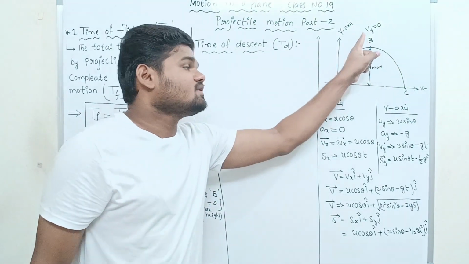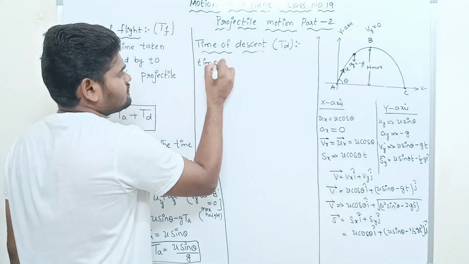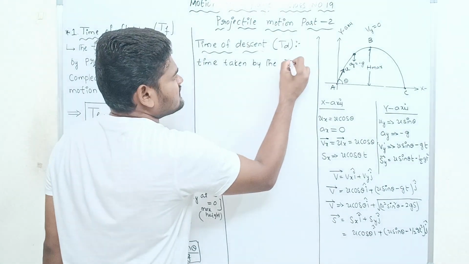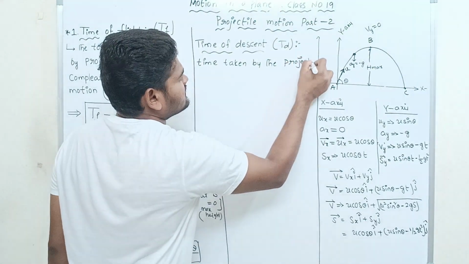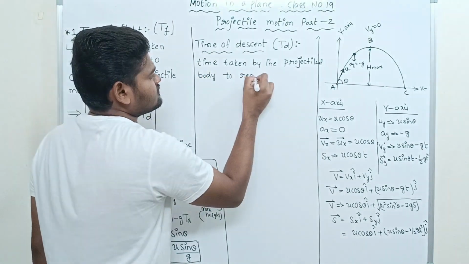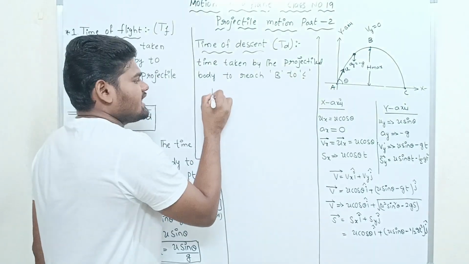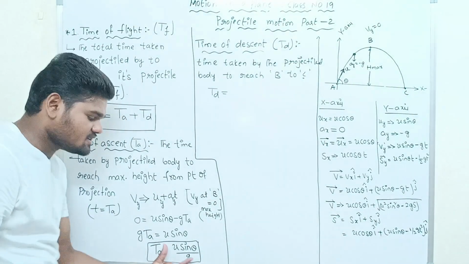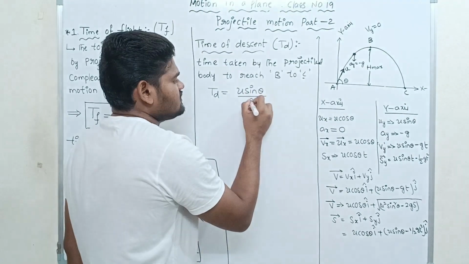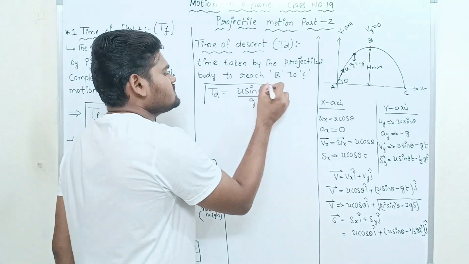Time taken by the object, or the projectile body, to reach from maximum height to point C. From the figure, B point to C point. So the time of descent is equal to, you will get the same thing: u sin theta by g. If you do the same process, you will get the time of descent is also u sin theta by g.